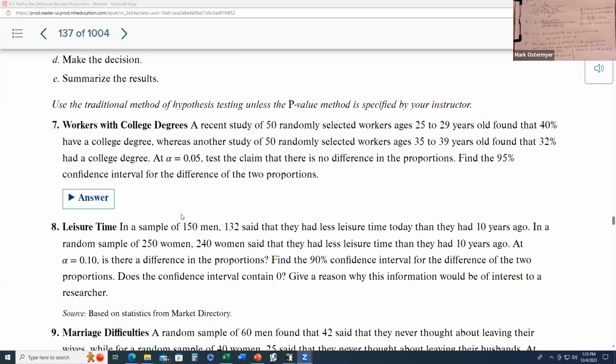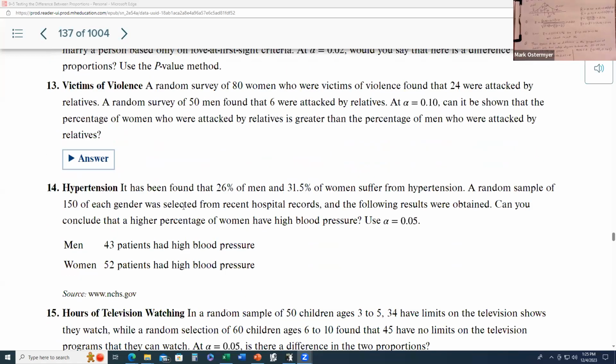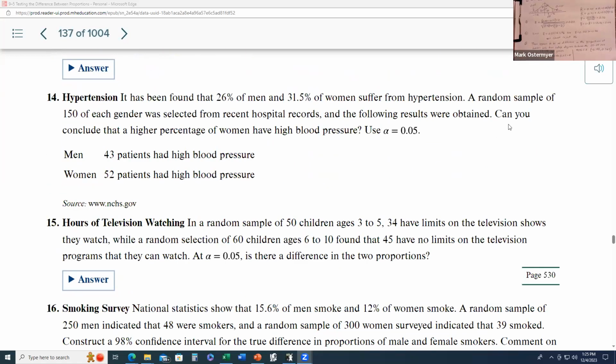Now I have one lined up, ladies and gentlemen, which is going to be number 14, investigating hypertension. Hypertension is another word for high blood pressure. It has been found that 26% of men and 31.5% of women suffer from hypertension. A random sample of 150 of each gender was selected from recent hospital records, and the following results were obtained. Can you conclude that a higher percentage of women have high blood pressure compared to the percentage of men that have high blood pressure? Test at the 5% level of significance.